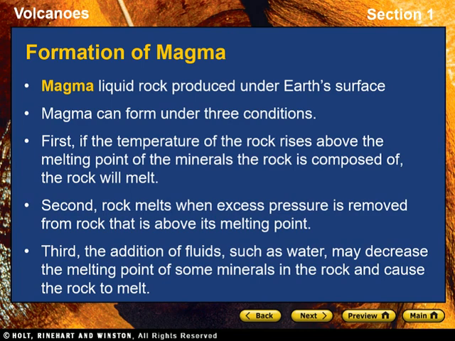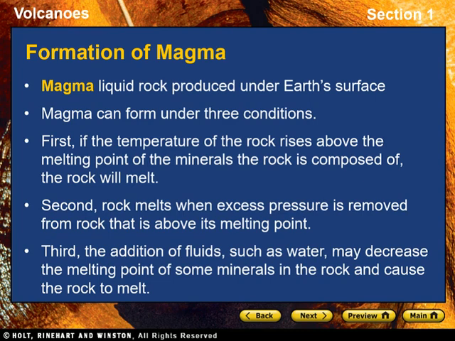Formation of magma. Despite their high temperature in the mantle, most of this zone remains solid because of the large amount of pressure from the surrounding rock. Sometimes, however, solid mantle and crust melt to form magma, or liquid rock, that forms under Earth's surface. Magma can form under three conditions.